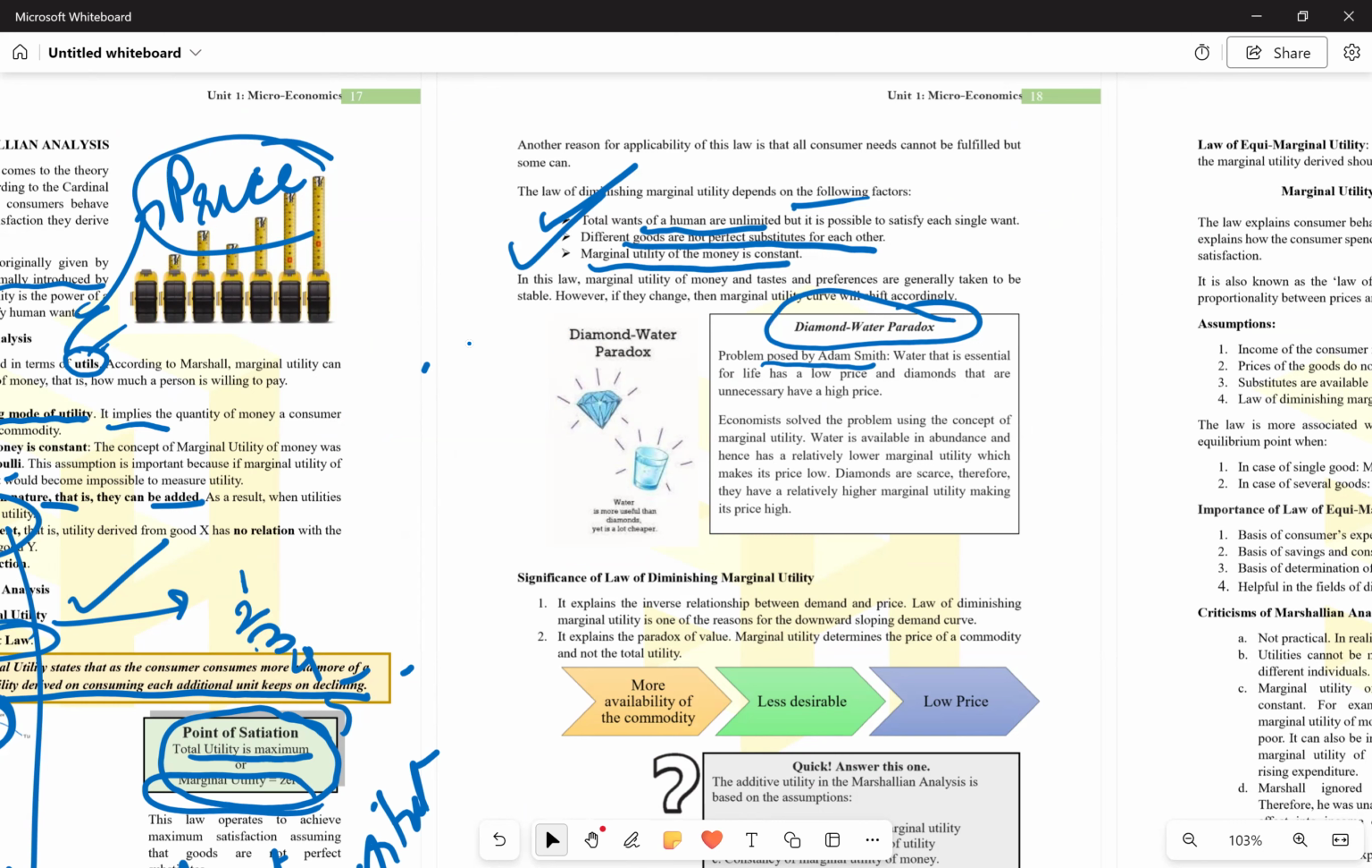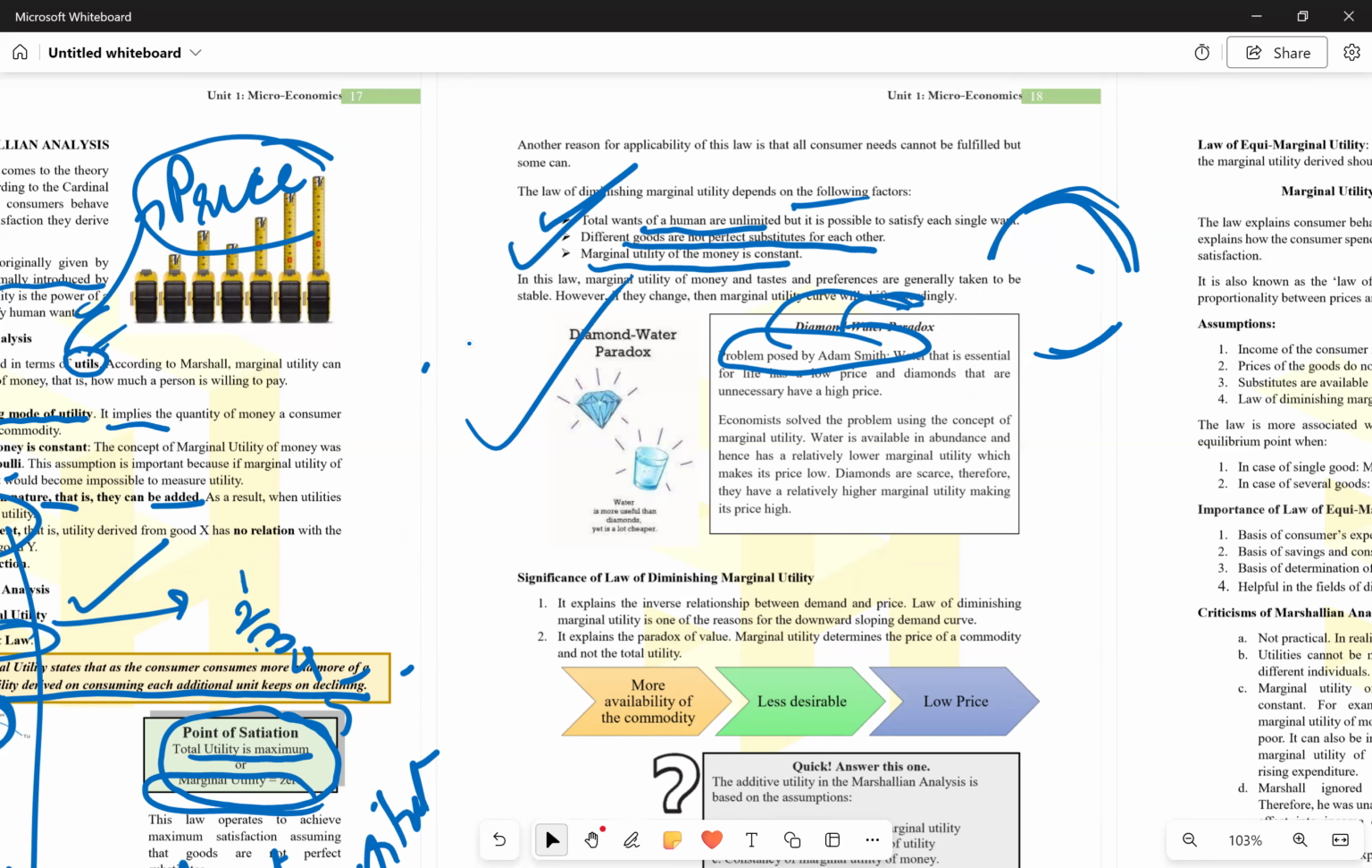But this problem was resolved using supply side economics. Simply because the supply of water is abundant, right? That is why water is priced lower than the diamond. Diamonds are not easy to find. That's why they're priced higher. Similarly, if you see the difference these days between lab-grown diamonds and mined diamonds, lab-grown diamonds are one-tenth of the cost of mined diamonds, right? Simply because they are more in supply as compared to mined diamonds. Okay, so this was the diamond-water paradox, and please remember that this problem was posed by Adam Smith.